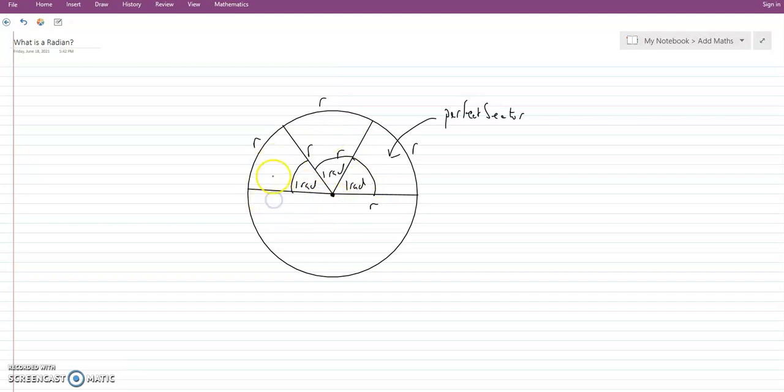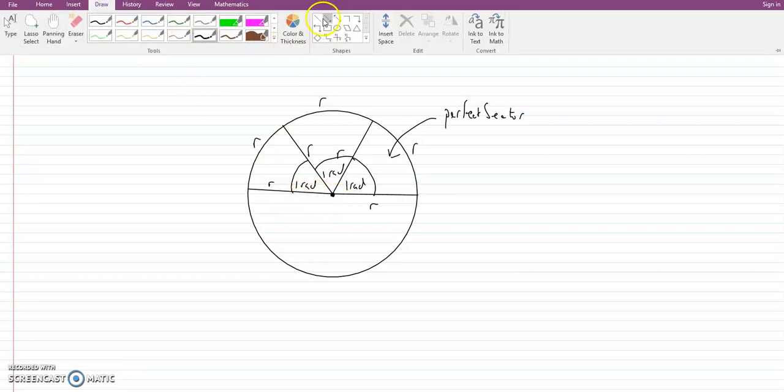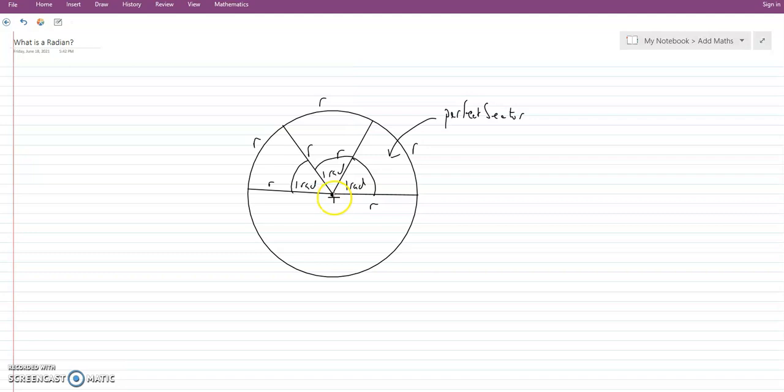Now look at this little sliver that remains. Let's draw a line to complete this sliver. How much is this little sliver? This is 1 radian, this is 1 radian, and this is 1 radian. If we work out how many radians this little sliver is, it works out to be 0.141596 and so on.